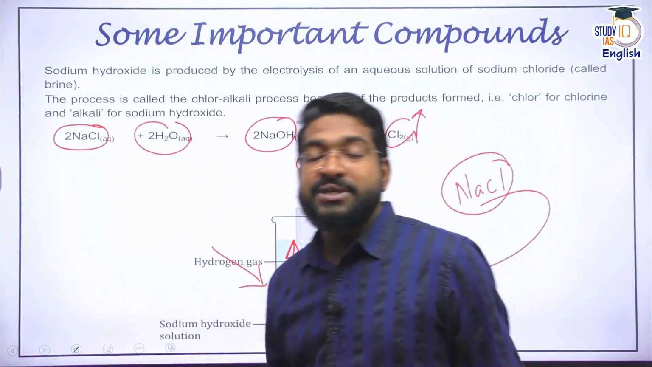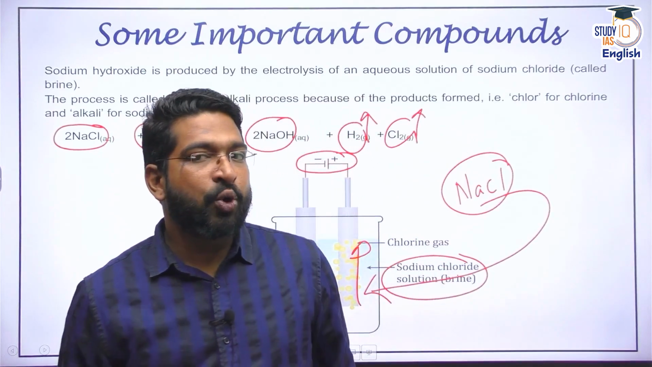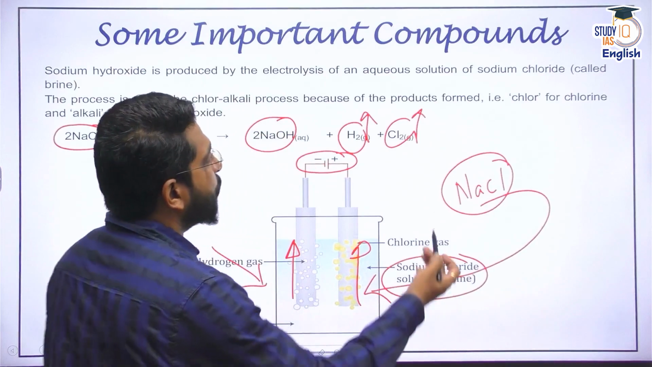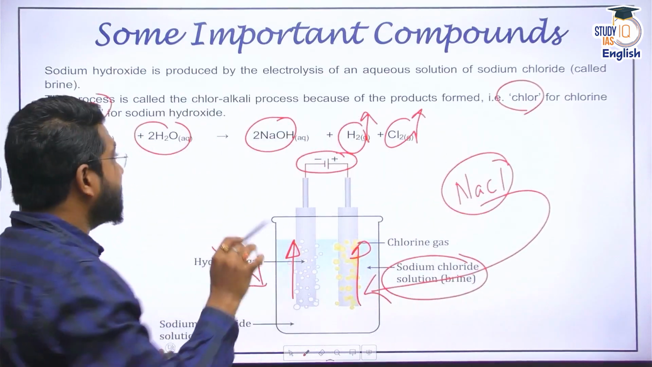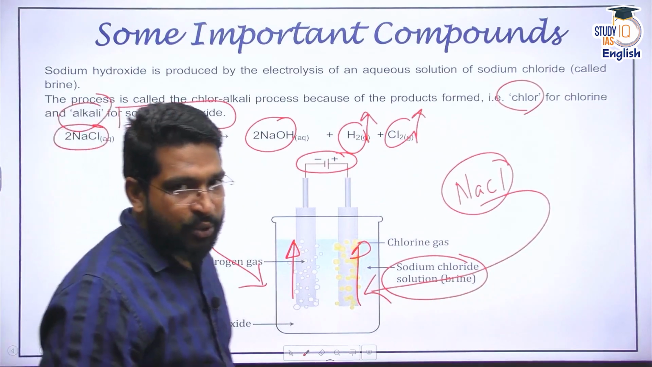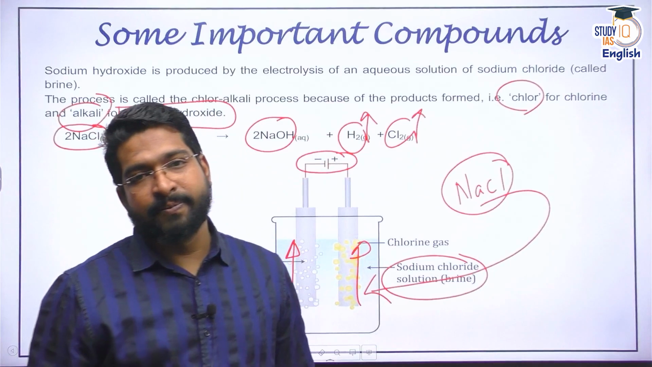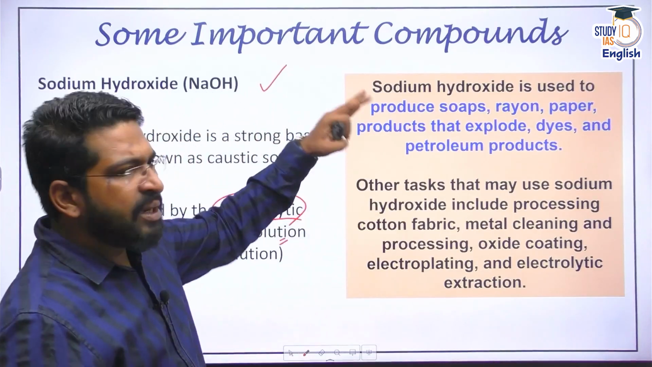This entire process is called the chlor-alkali process. Why do you call it chlor-alkali process? Because chlorine is produced, chlor-alkali. You do know what is alkali? Alkali is a base which dissolves in water. Sodium hydroxide dissolves in water. Sodium hydroxide, also called caustic soda, is used in many processes.